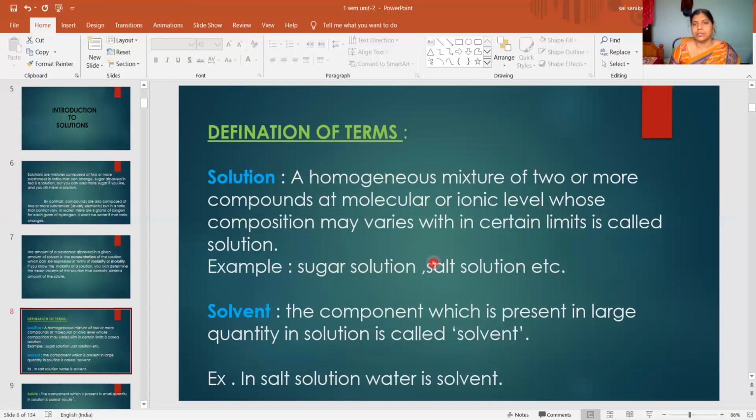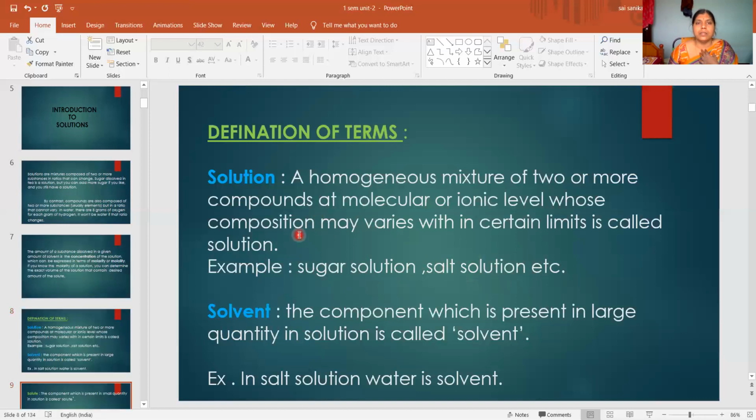Similarly, salt solution. When you dissolve salt in water, what happens? The salt molecules will totally dissolve in water. So there is no differentiation between salt and water molecules. That type of mixture is called a solution.